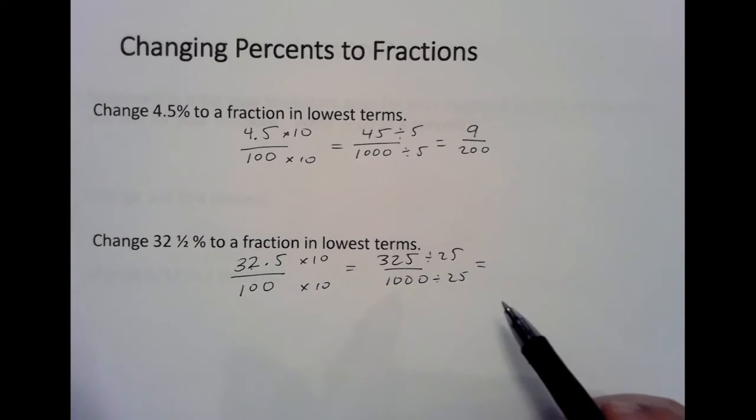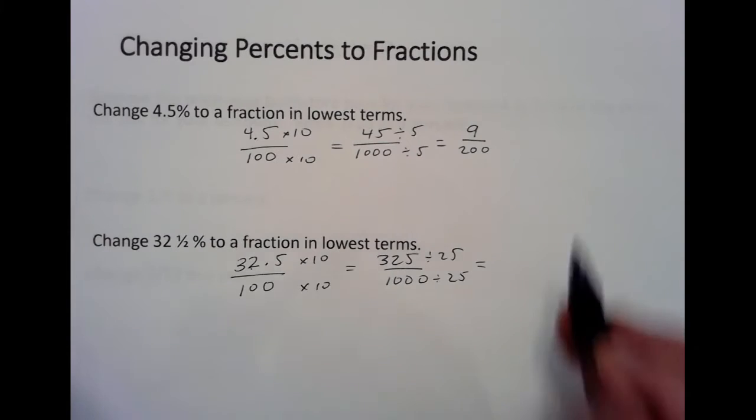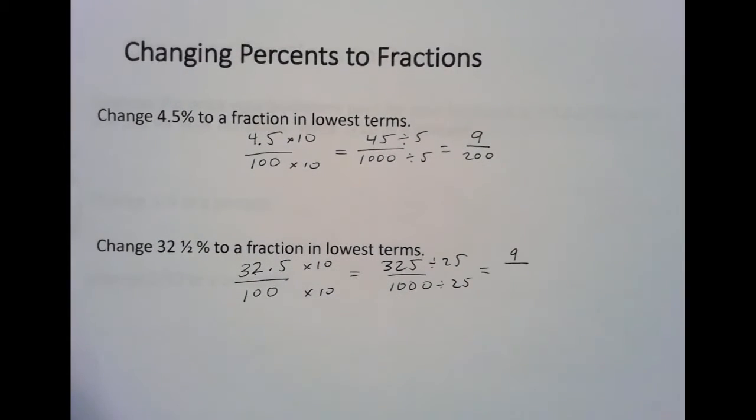Okay, so this goes into 325 how many times? 13 times. And then how many times does 25 go into 1,000? Okay, so 25 goes into 1,000 40 times. So that's it.